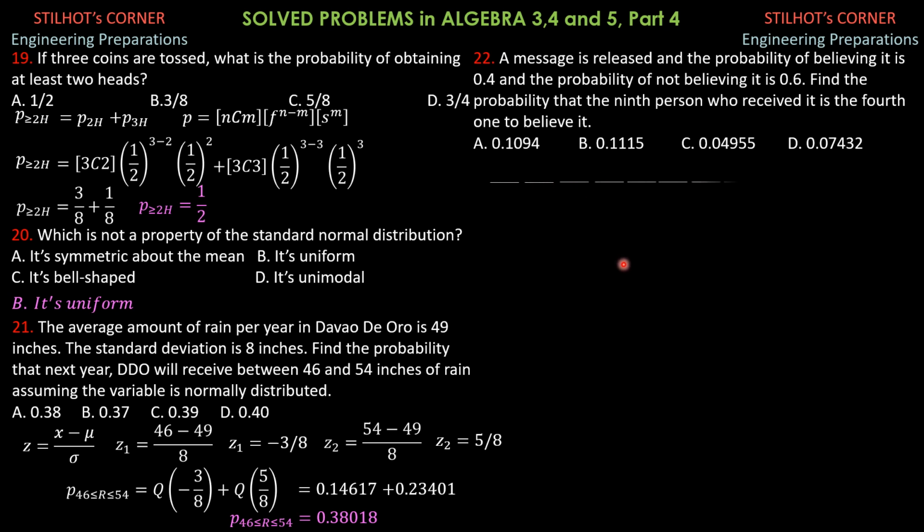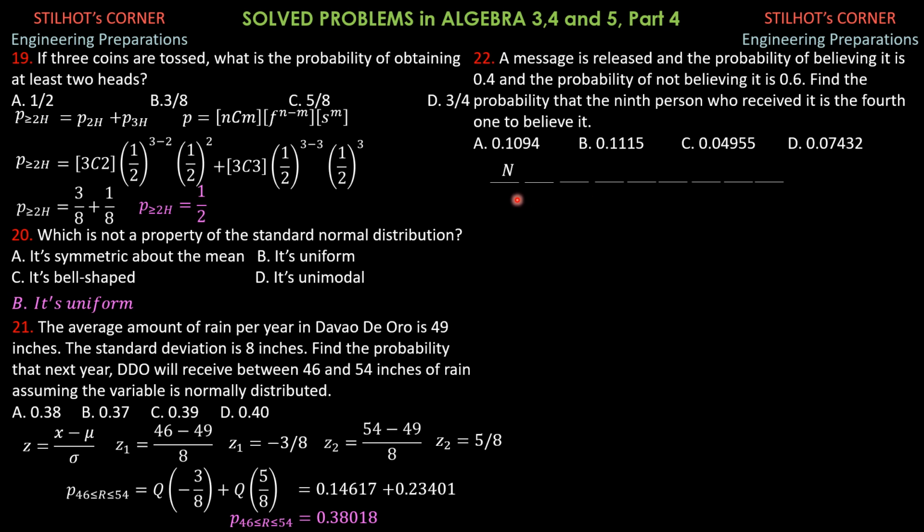So I draw 9 bars, and before the 9th person to believe it, there will be 3 persons who believe it, and we will position those who believe it in these 9 bars. So at any position, as long as there are only 3. Therefore, because this is 8 before the 9th person who received that message, there will be 5 persons who do not believe that message.